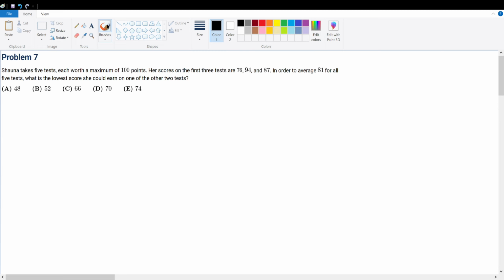Problem 7. Shauna takes 5 tests, each worth a maximum of 100 points. She scores on the first 3 tests a 76, a 94, and an 87. In order to average 81 for all 5 tests, what is the lowest score she could earn on one of the 2 other tests? So 76 plus 94, right?